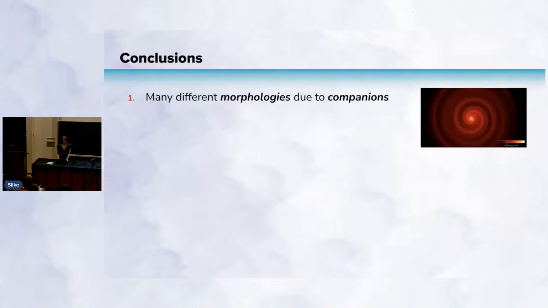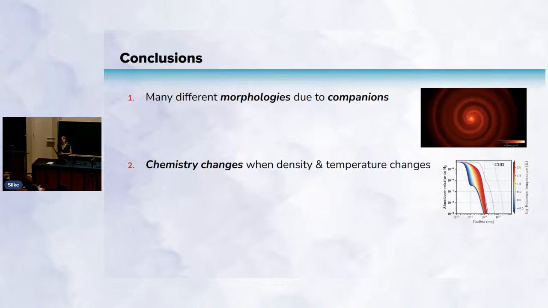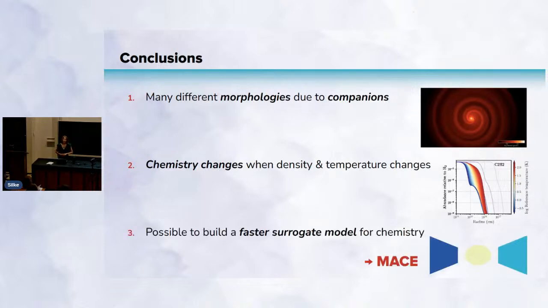So this already brings me to the conclusions of this presentation. I've shown you that we see a lot of different morphologies due to the presence of companions inside these circumstellar envelopes. That was the first part. On the other hand, we saw that chemistry will change if we change the density and the temperature in the outflow. So if we combine these two points, we will really get a different result for a certain outflow when a companion is present. Lastly, I proved with this research that it is possible to build a surrogate model that is faster and gives good results for the chemistry, which we here called Maes.